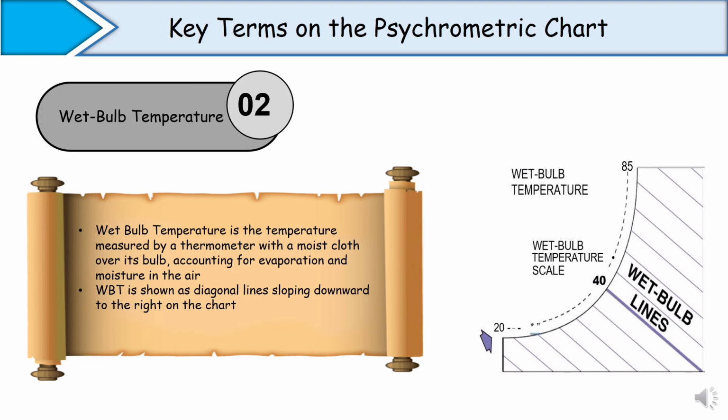Now we'll show you the representation of wet bulb temperature on the psychrometric chart. Wet bulb temperature is shown as a diagonal line sloping downward to the right on the chart. Can you see? In the psychrometric chart, this diagonal line represents the wet bulb temperature. So don't be confused.